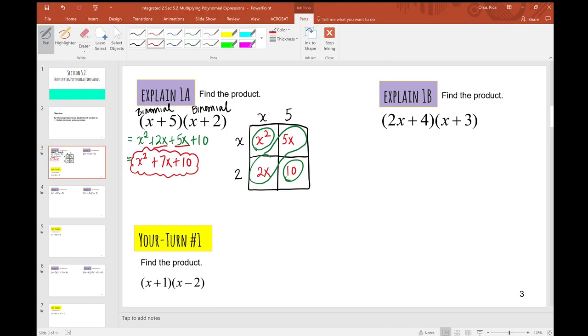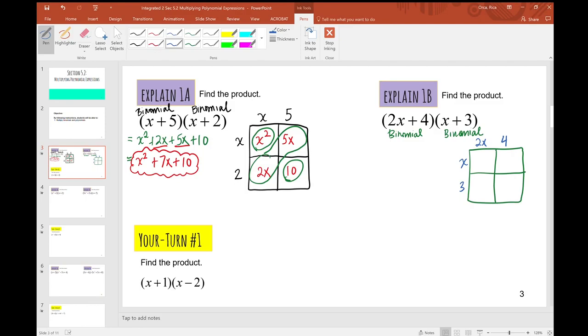Let's look at another problem. In explain 1b, we have 2x plus 4 times x plus 3. Once again, we're multiplying a binomial to another binomial. Therefore, when we draw our box it is going to have two columns and two rows. So at the top of my box, I want to write out my first binomial, which is 2x and 4. On the left side of my box, I want to write out my second binomial, which is x and 3.